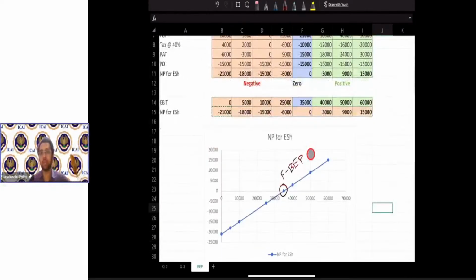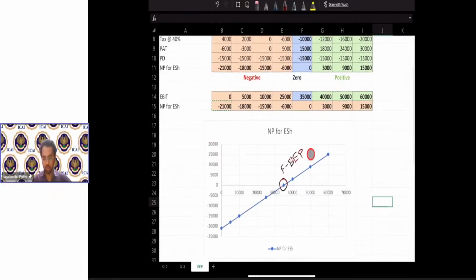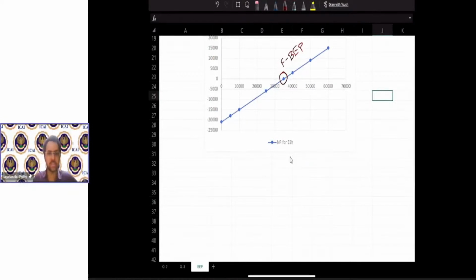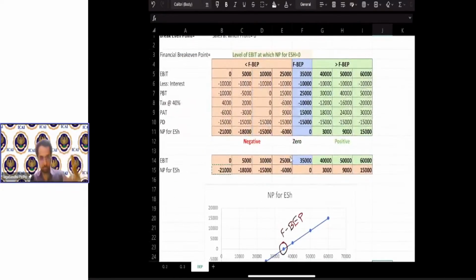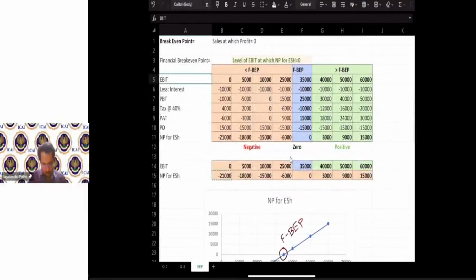Now, one more thing before I wind up this concept is, sir, how do we go about computing this financial break-even point? How do we calculate this break-even point? There's a very simple formula, but I would like to derive that formula for you guys. Let's say I'll just take this thing and copy it downside.